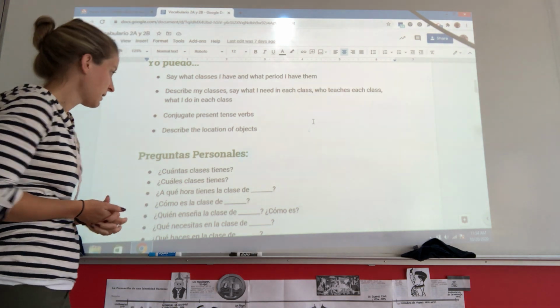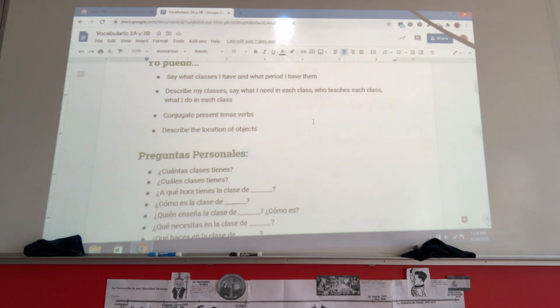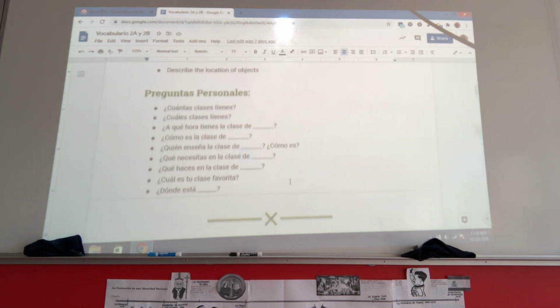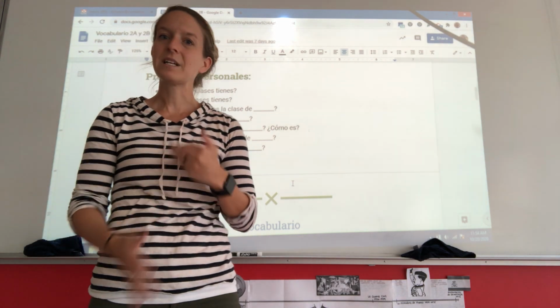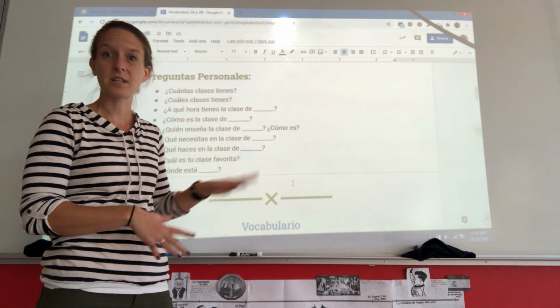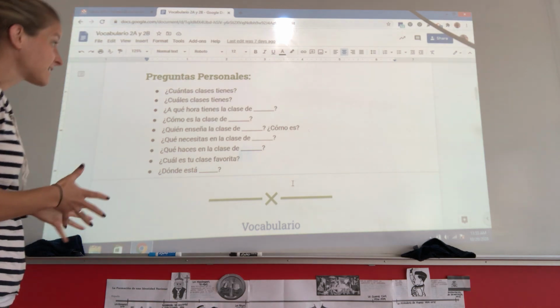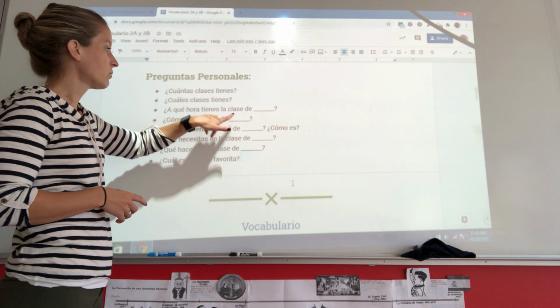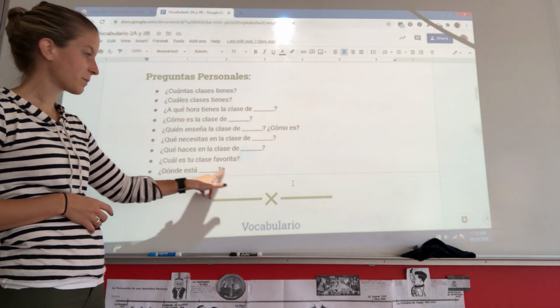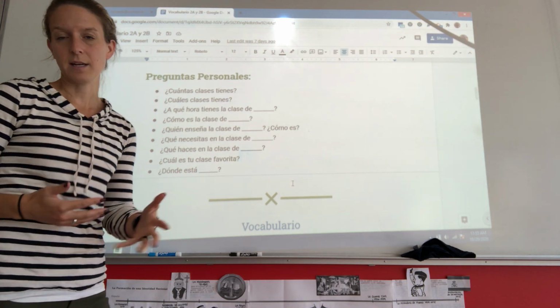Stuff like that. Okay? A ver, tenemos las preguntas personales. Okay, remember from our conversational assessment that we did last time, these preguntas personales son muy importantes. Okay, we need to look at these so that we can be prepared to be able to answer these by the end of the chapter. Okay, ¿cuántas clases tienes? ¿Cuáles clases tienes? ¿A qué hora tienes la clase? ¿Cómo es la clase? ¿Quién enseña la clase? ¿Qué necesitas en la clase? ¿Qué haces en la clase? ¿Cuál es tu clase favorita? Y dónde está, okay? These blanks will be filled in with classes, okay? And this blank down here is going to be our location question. Where is something located, okay?